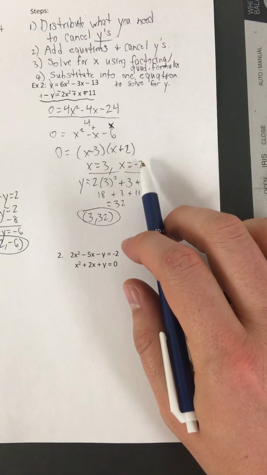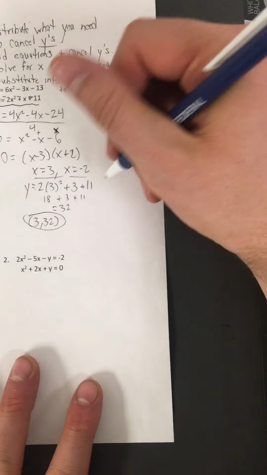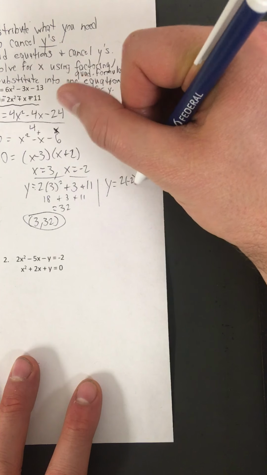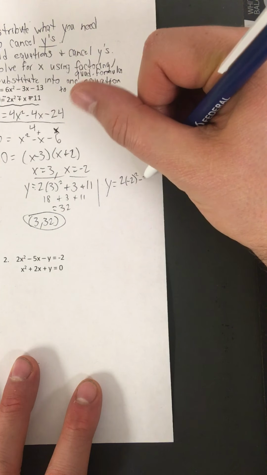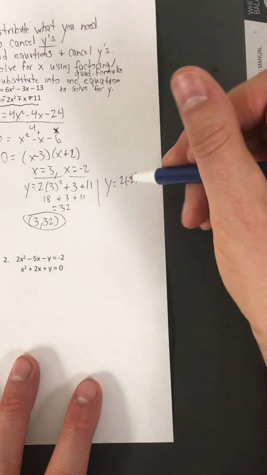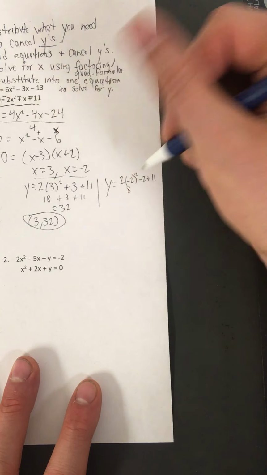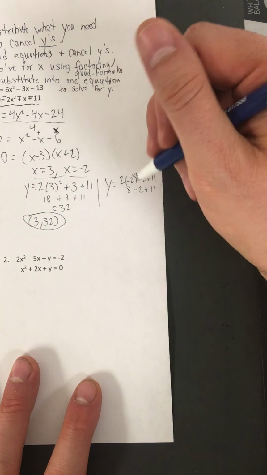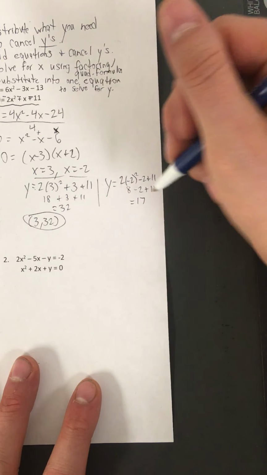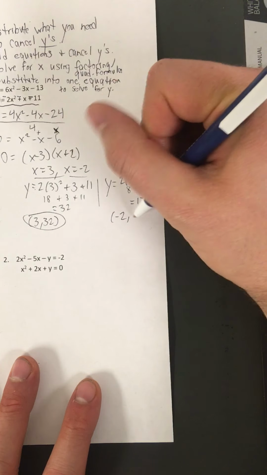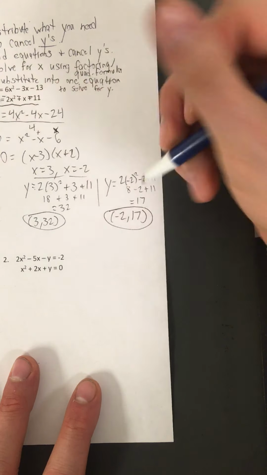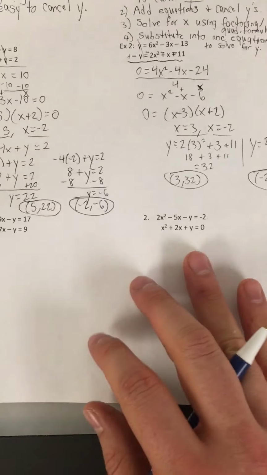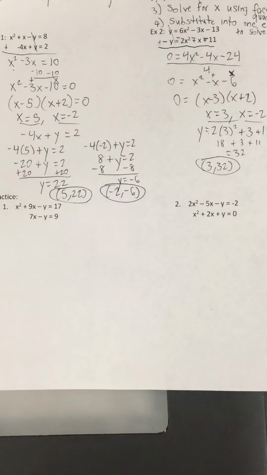And then my other answer, if I plug in negative 2, so y equals 2 times negative 2 squared plus negative 2 plus 11. So let's see, that's going to be 4 times 2, that's 8, minus 2 plus 11. 6 plus 11 is going to be 17. So my other answer is going to be (negative 2, 17). All right, so now I want you to pause the video and you try these two problems on the bottom.